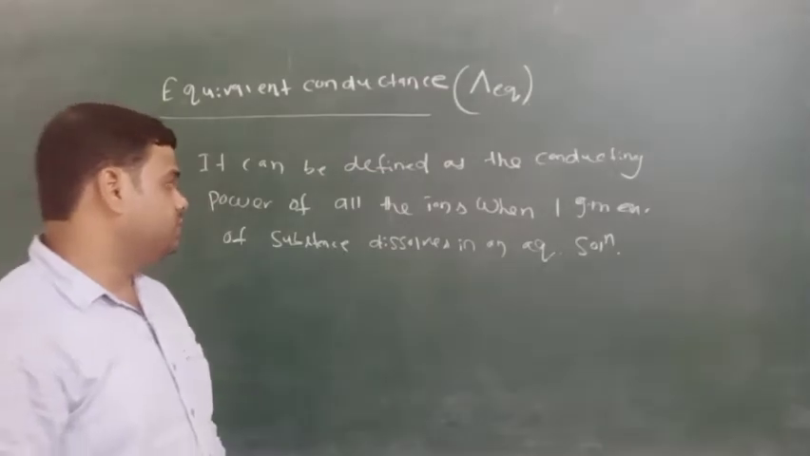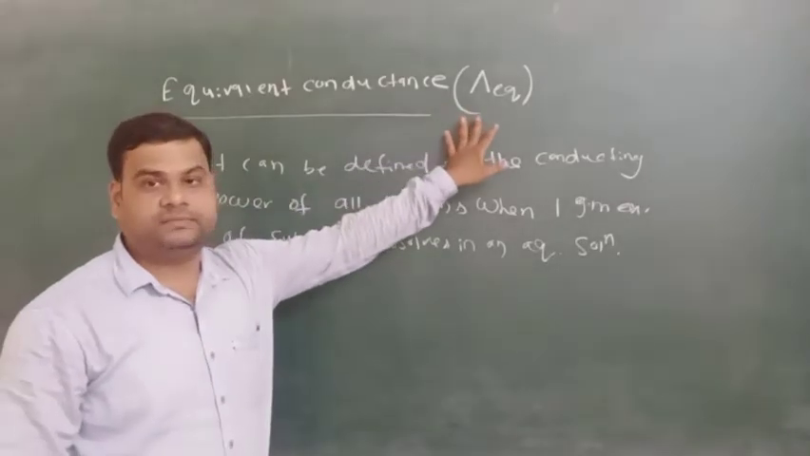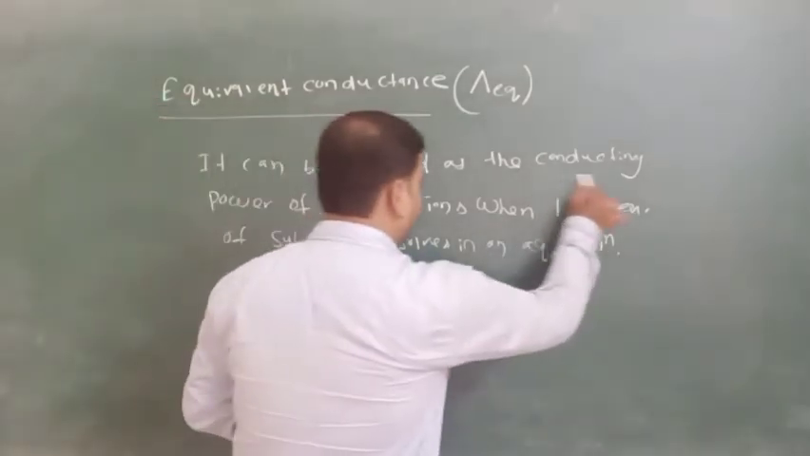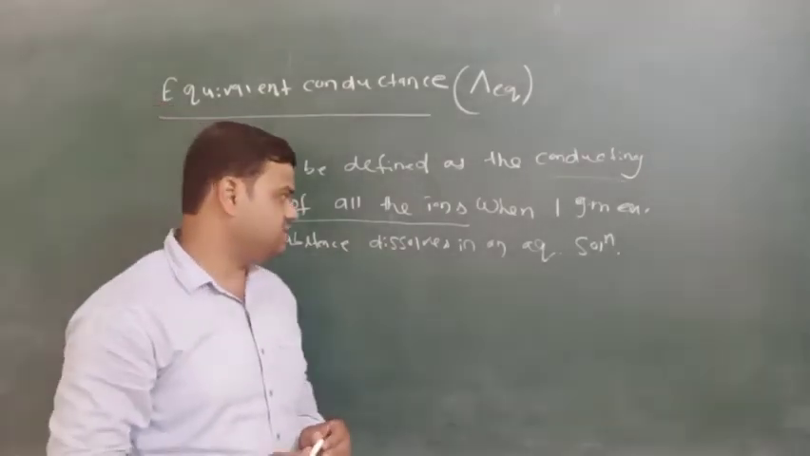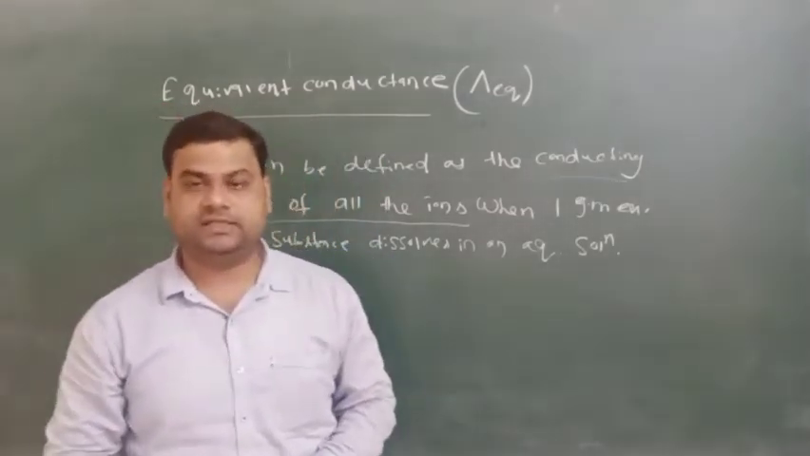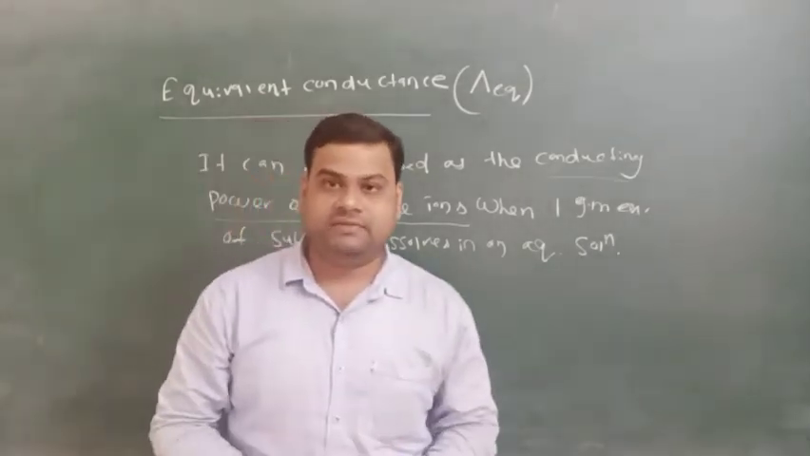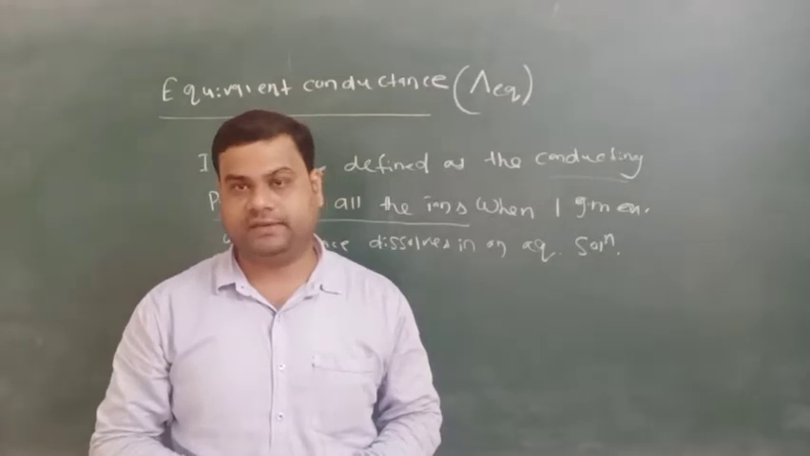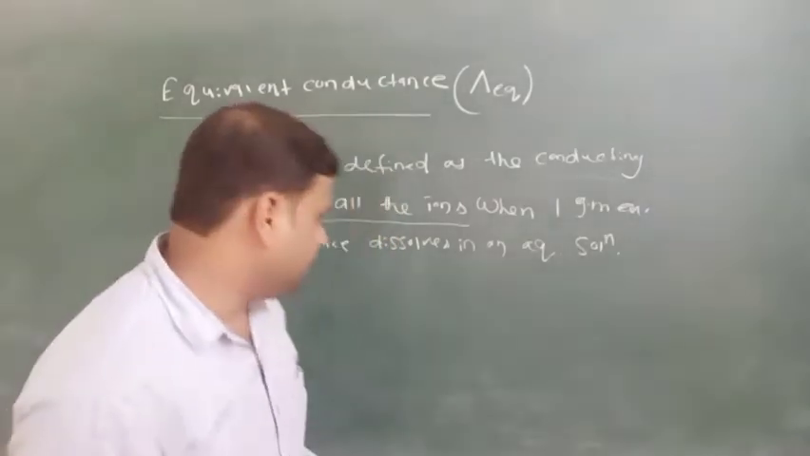So it is clear that equivalent conductance, denoted as lambda Eq, is defined as the conducting power of all the ions when 1 gram equivalent of substance dissolves in an aqueous solution. It means when you take 1 gram equivalent of an electrolyte and dilute it in the aqueous solution, the ions that form can conduct electricity. To make this easy, we are going to discuss an example.